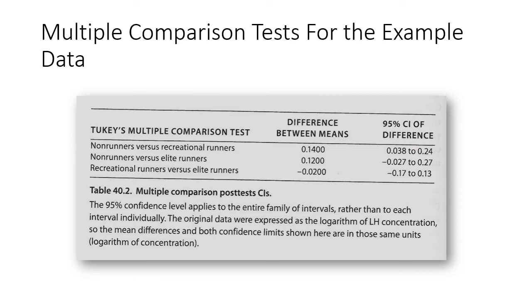But notice why I had to do that first. I couldn't just have done a t-test between each of the groups, because you run the risk of running into that multiple comparisons fallacy.